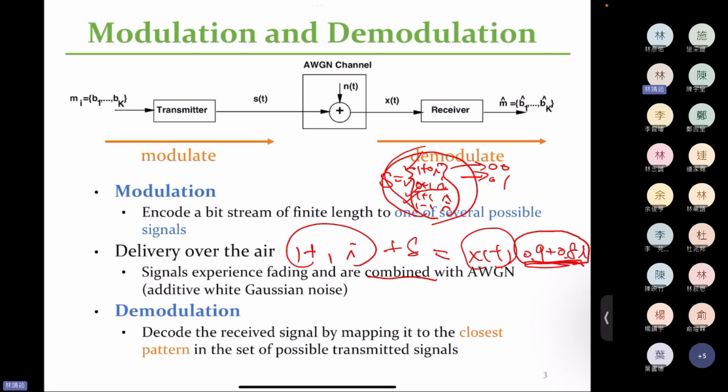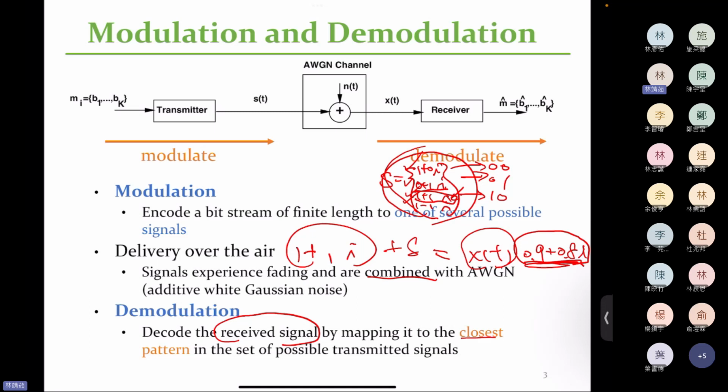So you need to have some way to infer, to guess, okay, I received 0.9 plus 0.8i, probably this is the third one. So this guessing process is basically the demodulation, right? If you guess correctly, then you can easily convert it, say, okay, this probably is the third one, so what you are delivering is 010. So that's the demodulation. Basically, you want to decode the received noisy signal by mapping it to the most similar pattern.